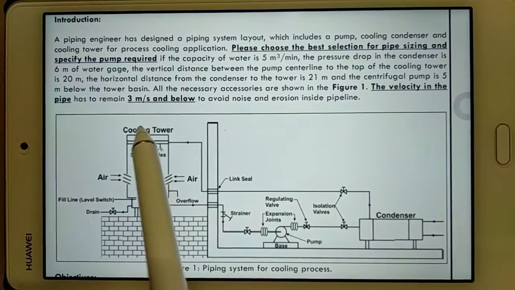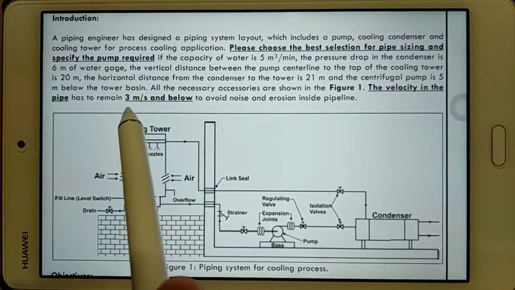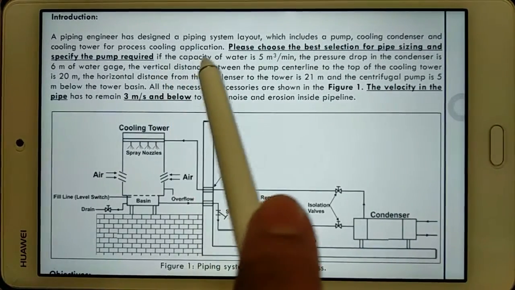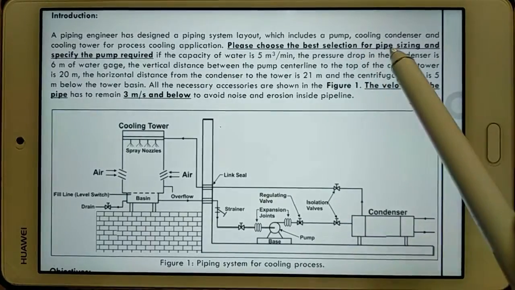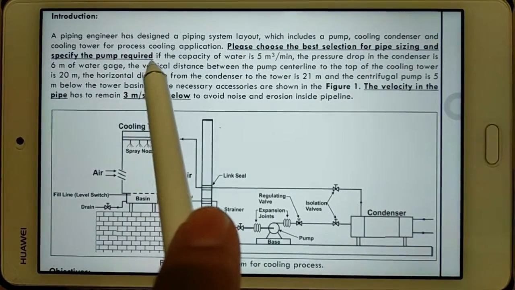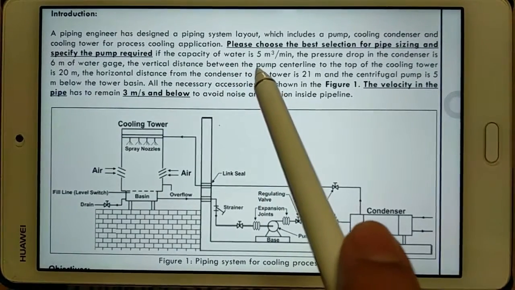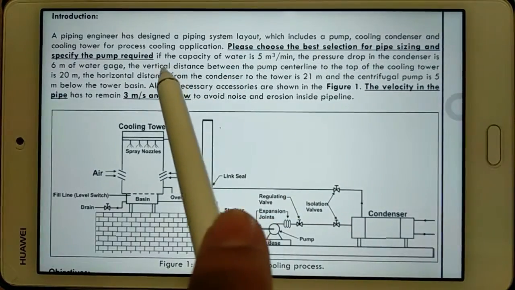Hello and good evening. Today we have been given an assignment to design a piping system layout, which includes a pump, cooling condenser and cooling tower for a process cooling application. For this assignment, we need to choose the best selection for pipe sizing and specify the pump required.